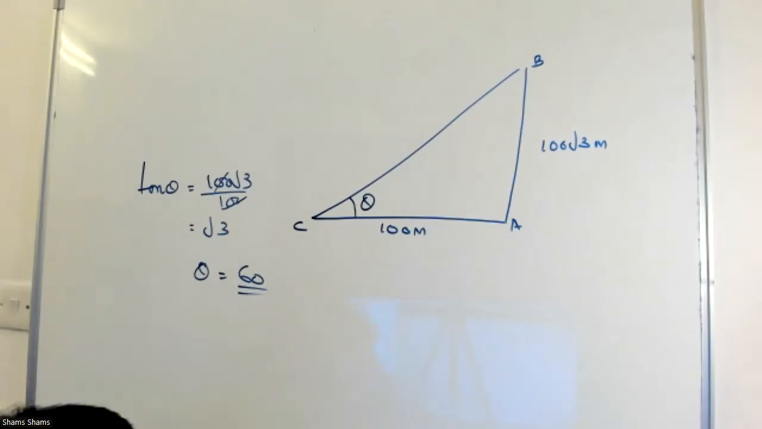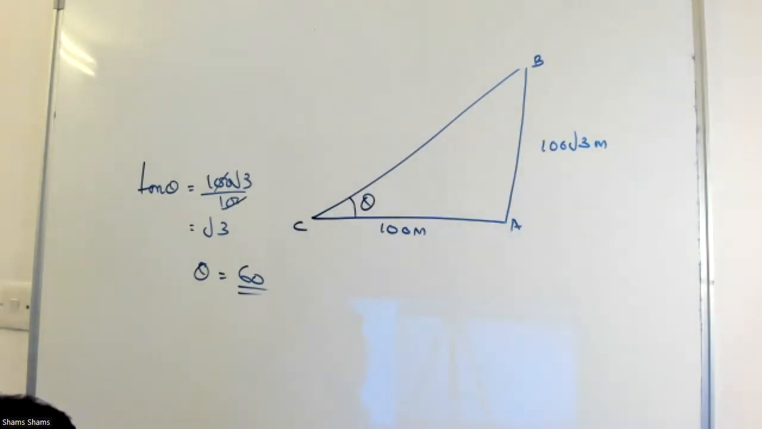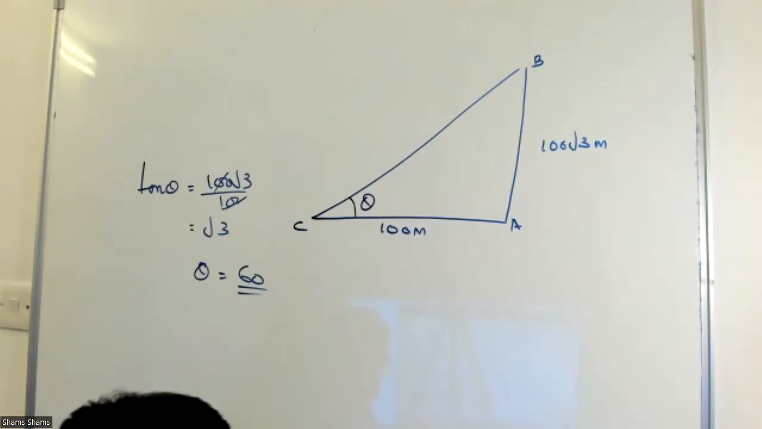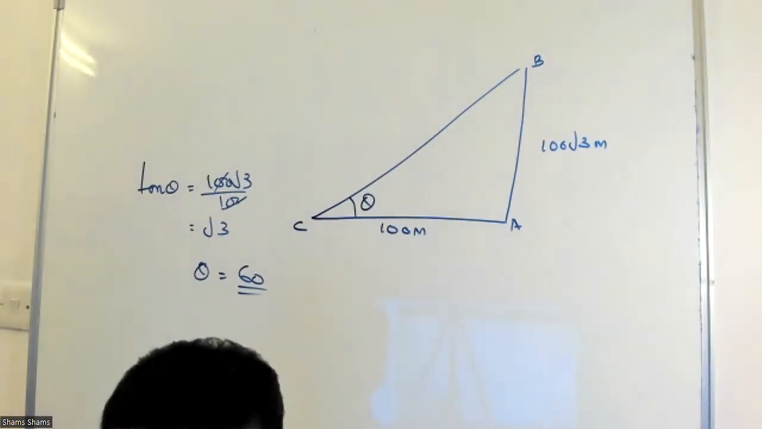And let C be a point at a distance of 100 meters from the foot of the tower.